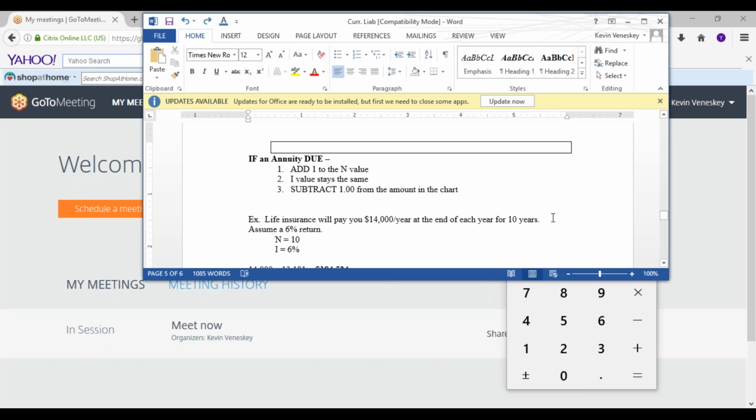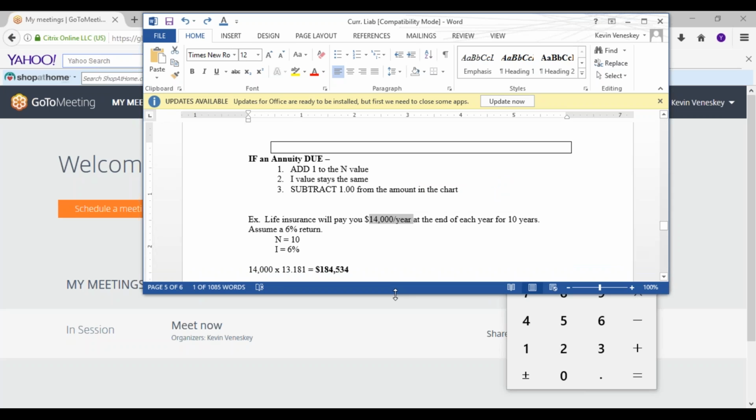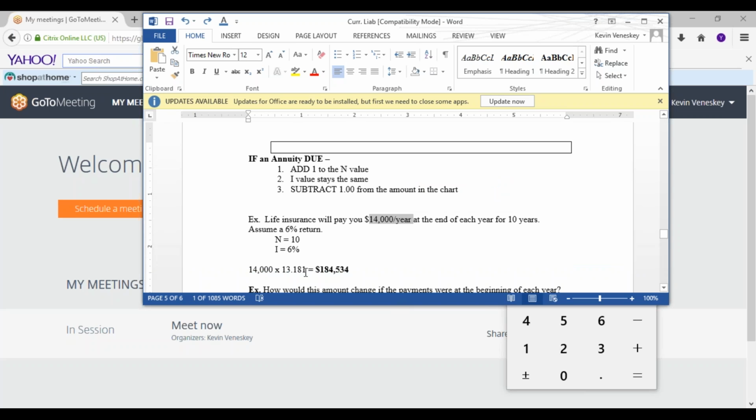Remember, my clues are A, it's not a lump sum, and B, I'm dealing with multiple payments. So I need to go to the future value of the annuity. If I go to the chart, for N is 10, I is 6, I get 13.181 on the chart.